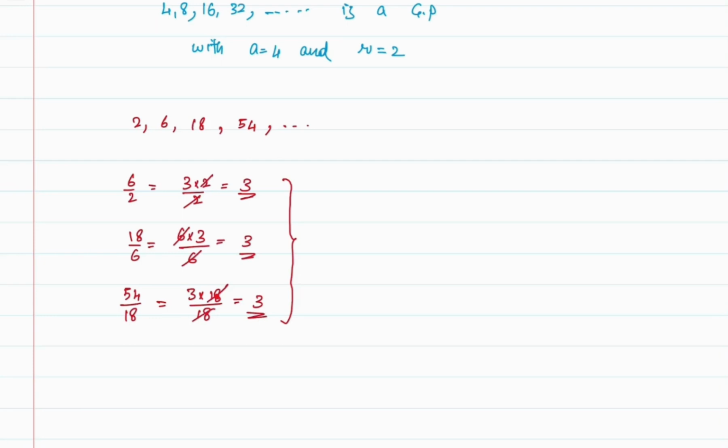So here we can see that the ratio of the nth term and the (n-1)th term is always constant, and that constant is equal to 3. So we can say that the common ratio is equal to 3. That means the given sequence is a geometric progression with first term equal to 2 and common ratio equal to 3.